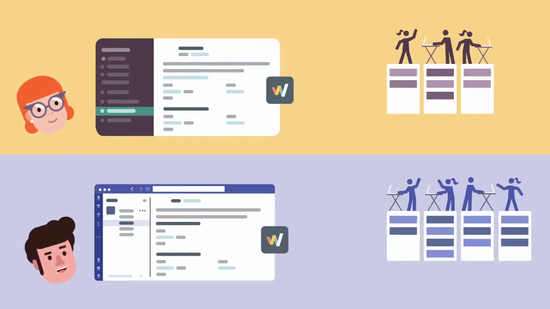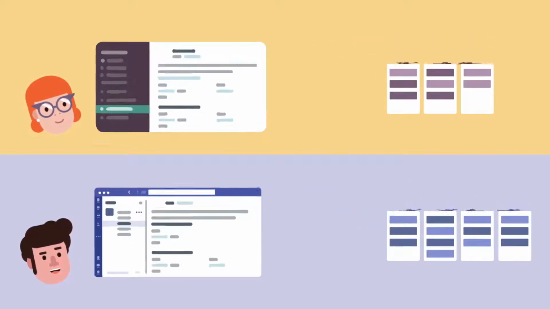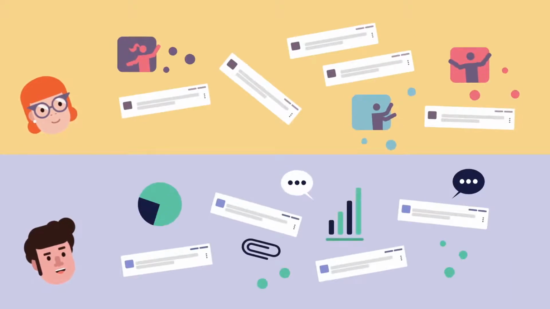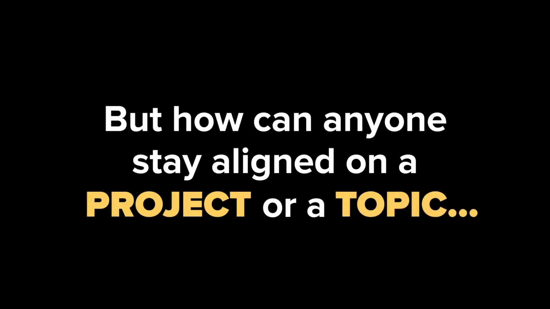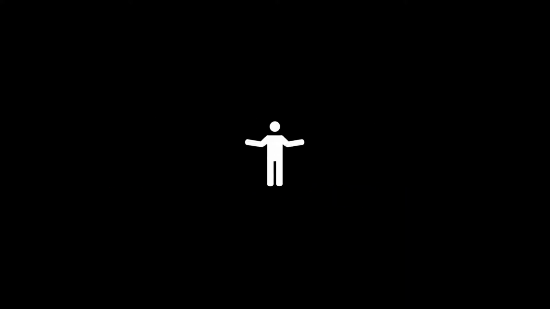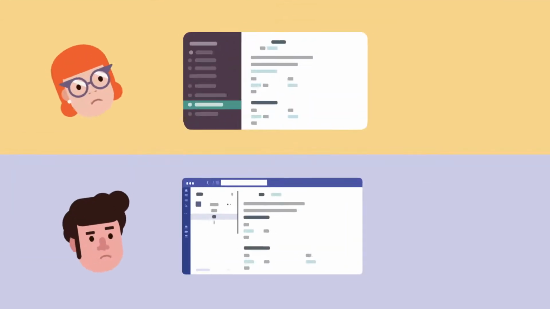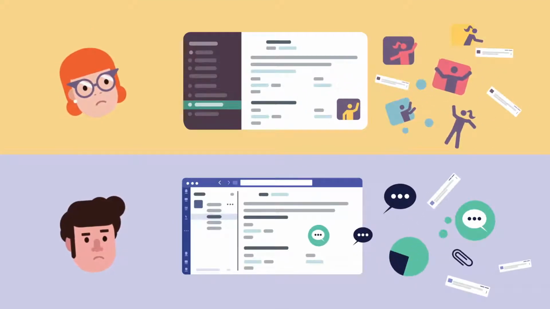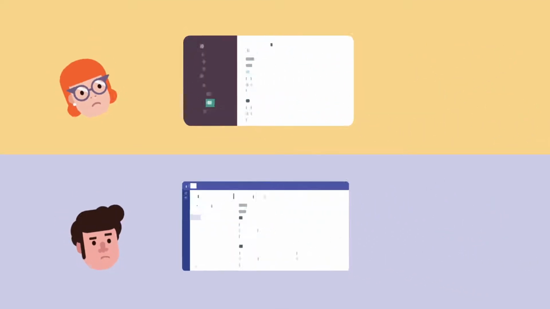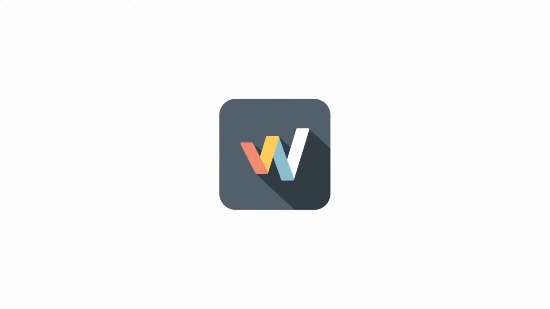To quickly see the progress and priorities of each channel, they check the status of tasks on that channel's Workstreams.ai task board. But how can anyone stay aligned on a project or a topic where they need to work with people across multiple channels? That's a problem that no existing task tool has successfully solved. It's also a problem for companies of all sizes, whether they use Slack or Microsoft Teams. And it's exactly why Workstreams.ai created Goals.